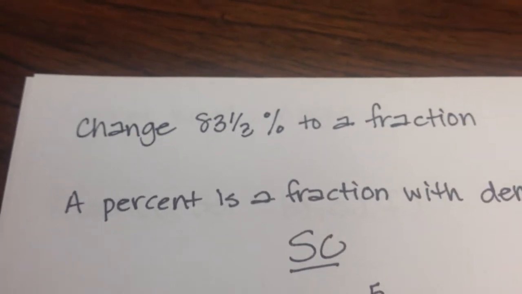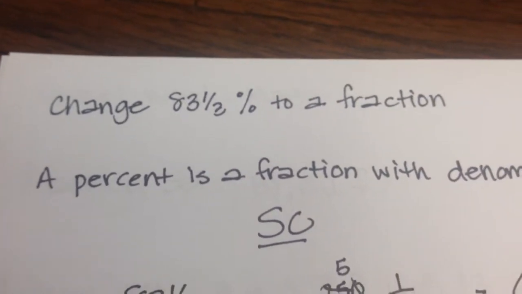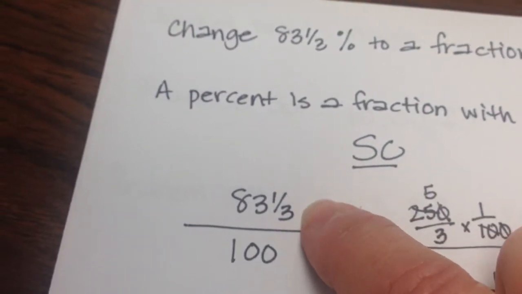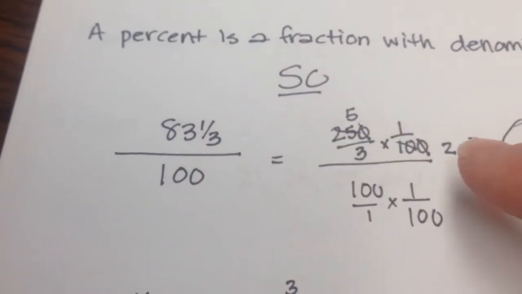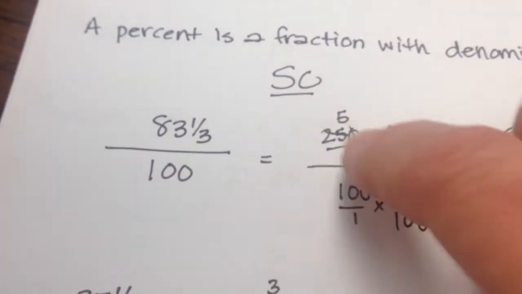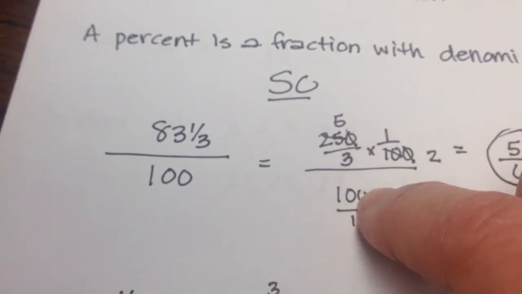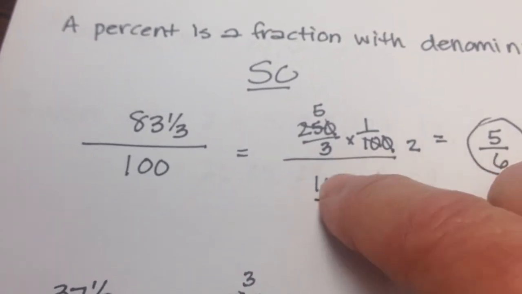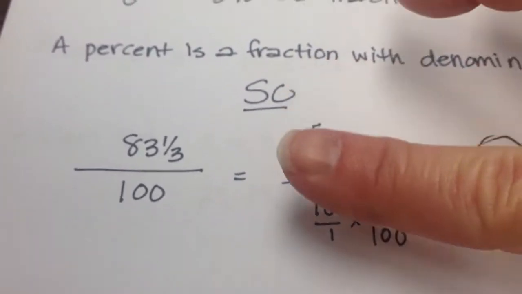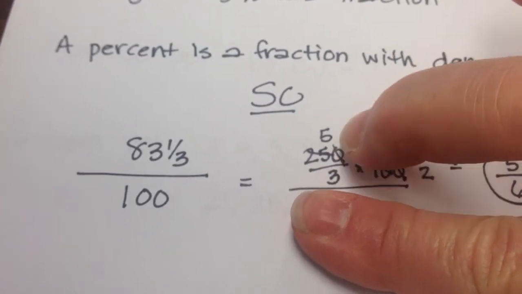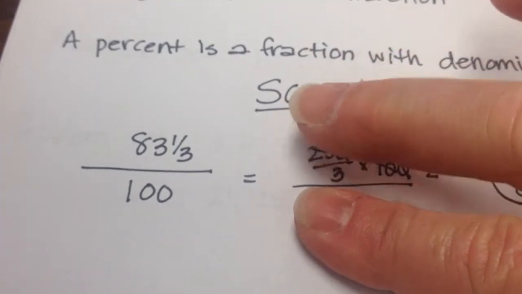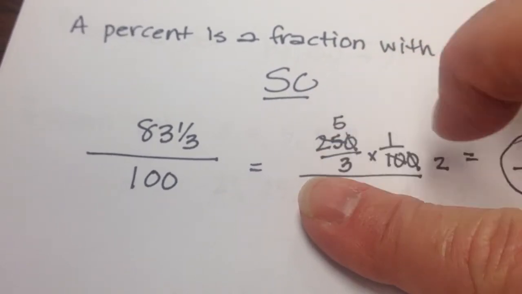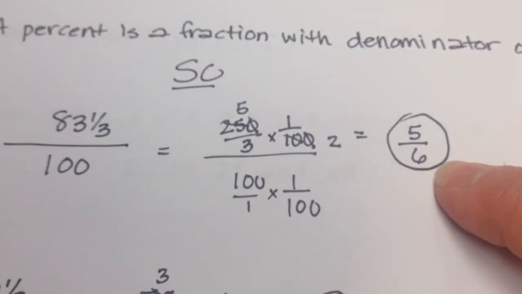What if it says change 83 1/3% to a fraction? Well, remember, a percent is a fraction with a denominator of 100. So really what you have here is 83 1/3 over 100. So what are you going to do? You're going to make this improper, which happens to be 250 over 3. You're going to think of this as a fraction, 100 over 1, so that we can multiply by the reciprocal, which would be 1 over 100. Just got rid of that. So 250 over 3 times 1 over 100, I can simplify that down to 5 times 1 and 3 times 2. So I get 5/6. Okay?